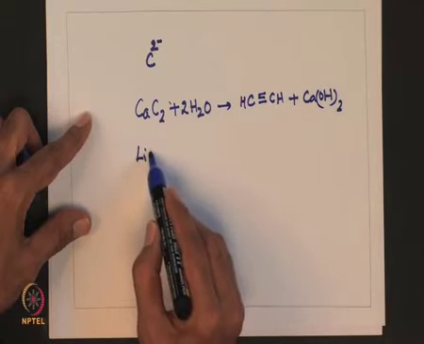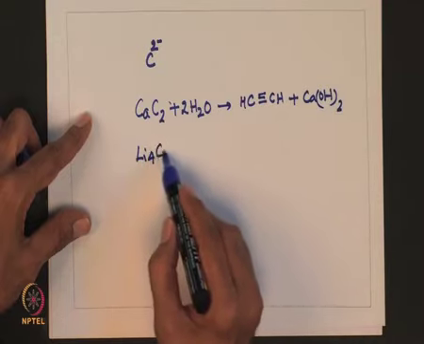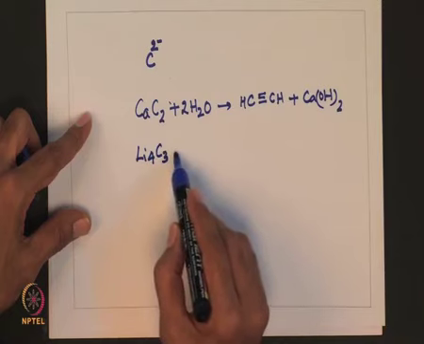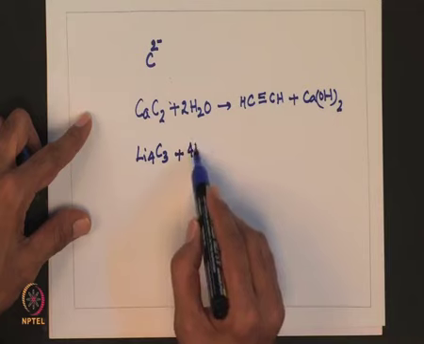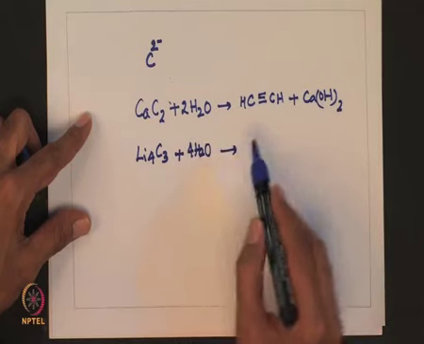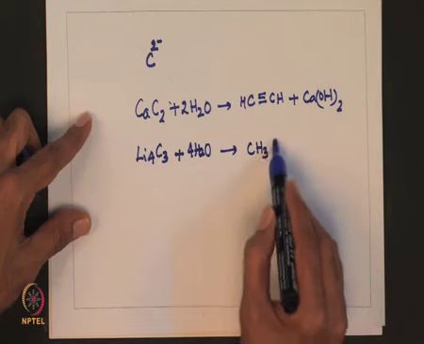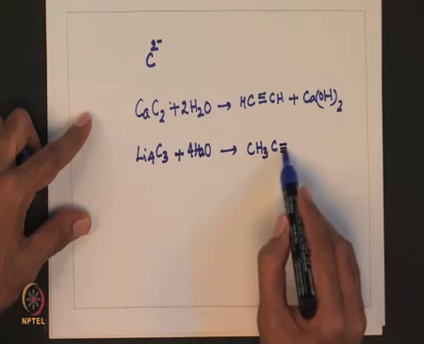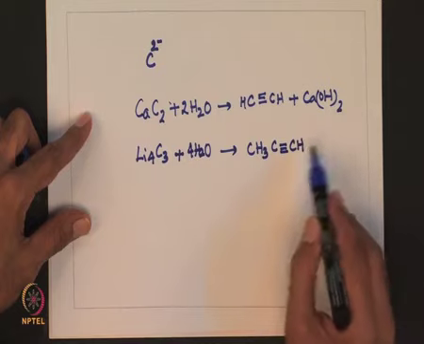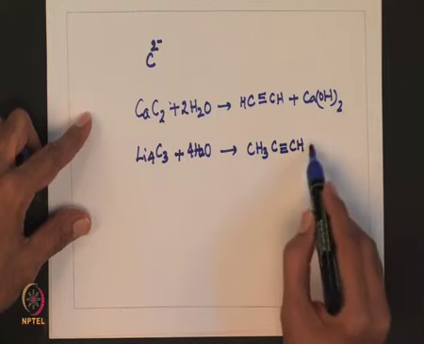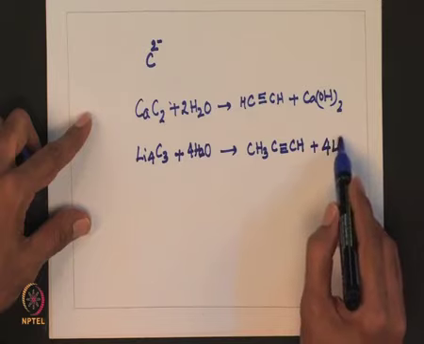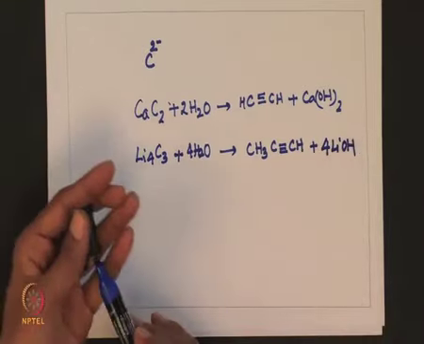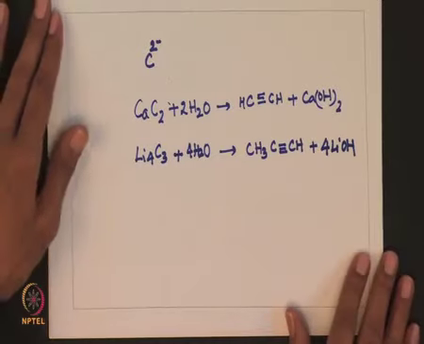Similarly, lithium carbide on hydrolysis gives propane plus 4 LiOH. That means ionic carbides are sensitive towards hydrolysis and readily give the corresponding hydrocarbons and hydroxides.